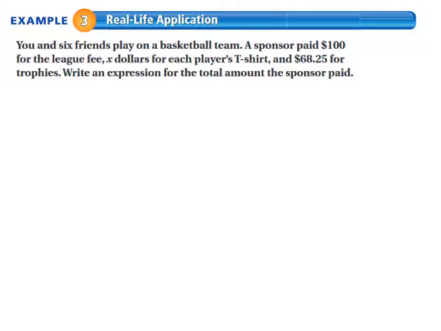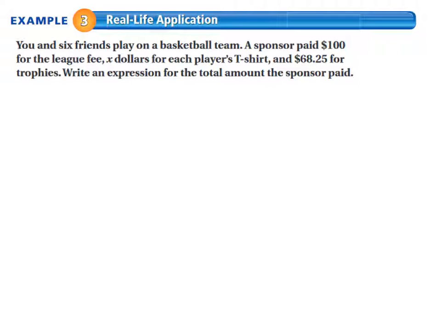Example 3, real-life application. You and 6 friends play on a basketball team. A sponsor paid $100 for the league fee, x dollars for each player's t-shirt, and $68.25 for trophies. Write an expression for the total amount the sponsor paid.